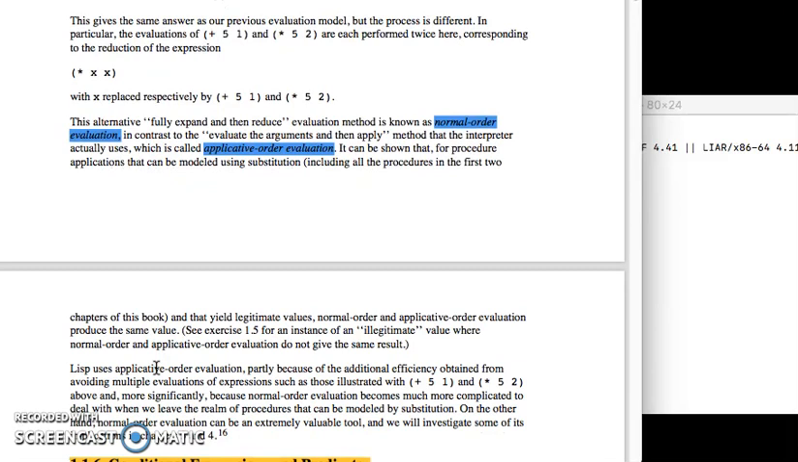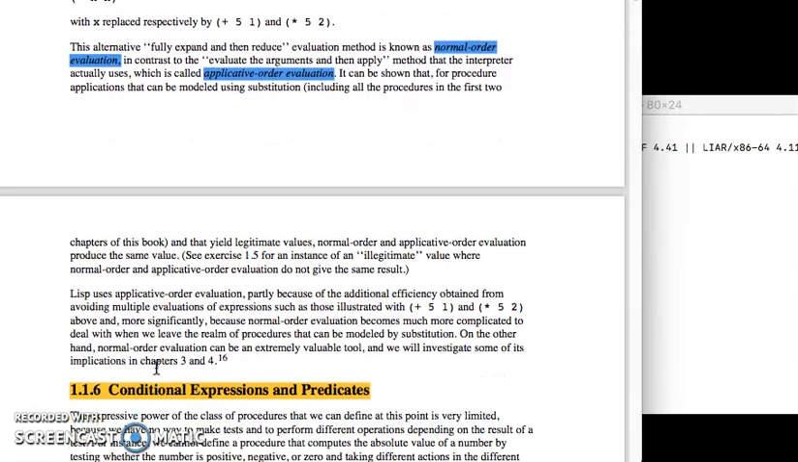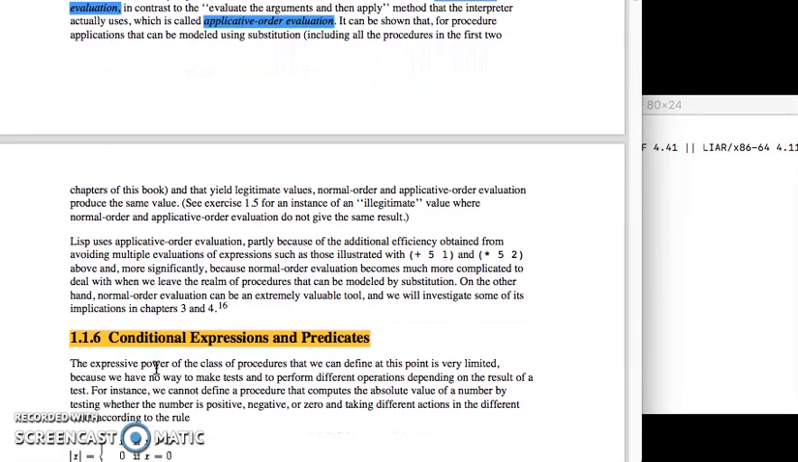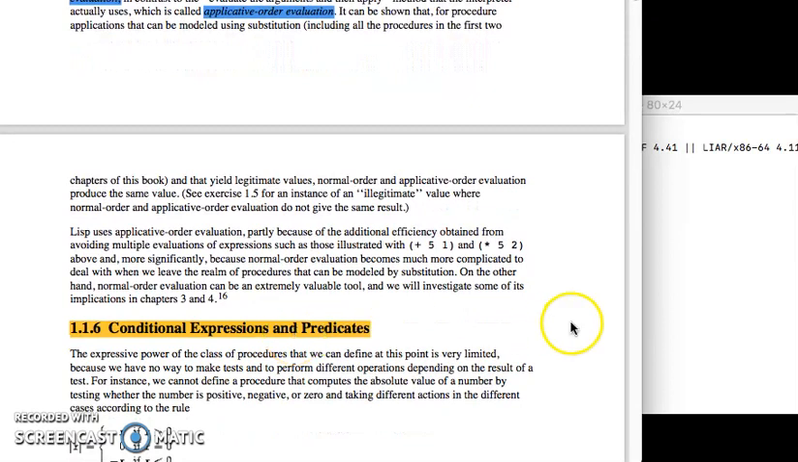It can be shown that for procedure applications that can be modeled using substitution, including all the procedures in the first 2 chapters of this book, that yield legitimate values, normal order and applicative order evaluation produce the same value. See exercise 1.5 for an instance of an illegitimate value, where normal order and applicative order evaluation do not give the same result.